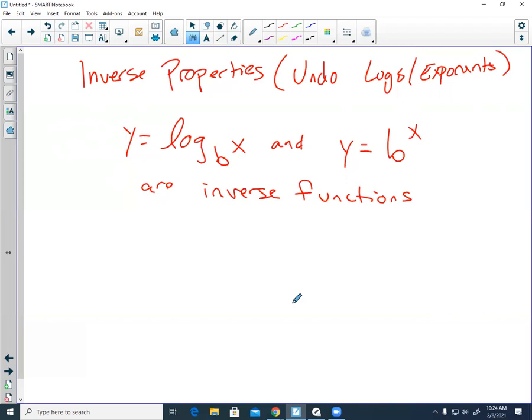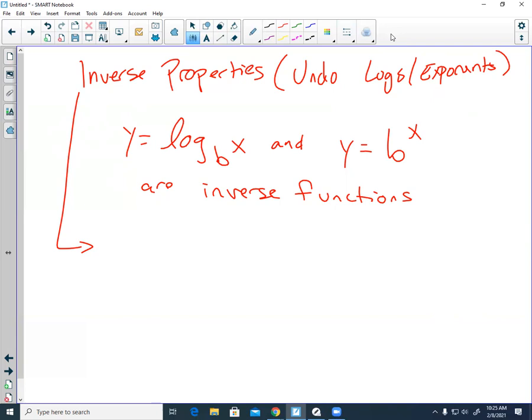Okay. So y equals log base b of x and y equals b to the x power are inverses of each other. Since those are inverses of each other, that means they undo each other. I could go through the composition of these functions, but most of you don't care. These give us the two inverse properties that we're going to be using constantly, and they're probably two of the most important things you deal with in this chapter. Not even the section, the whole chapter.